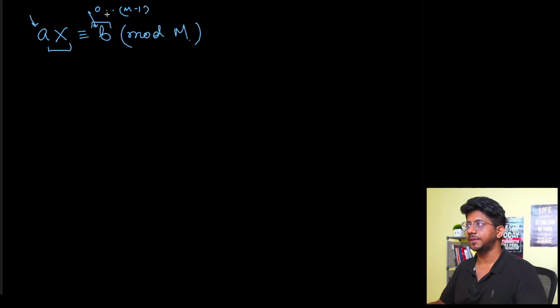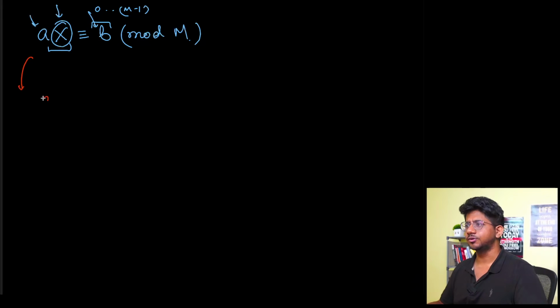You can always take a remainder and get it in this range. You have to find a solution for this equation such that you can plug in over here and get an answer. In fact, if b was 1, then x would have been a inverse, but we have some other b over here. Okay, how do we solve this?